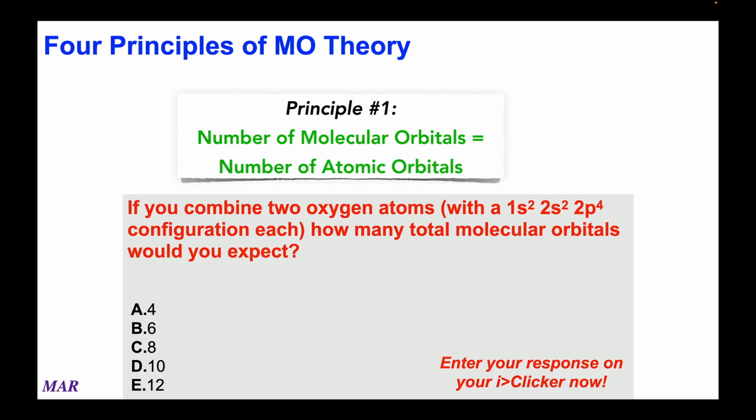So here's a question you might see. If you combine 2 oxygen atoms, and remember each oxygen is 1s2, 2s2, 2p4, if you have 2 oxygen atoms that you combine to make a molecule, how many molecular orbitals will you expect to have? So what you need to do to answer this question is figure out how many atomic orbitals are on each oxygen. Well, the 1s is an atomic orbital, the 2s is an atomic orbital, so that's 2. But the 2p's, if you remember, break up into x, y, and z. So the p orbitals have 3 orbitals total. So that means there's 1 plus 1 plus 3. Each oxygen has 5 atomic orbitals.